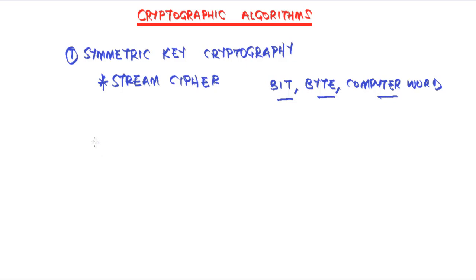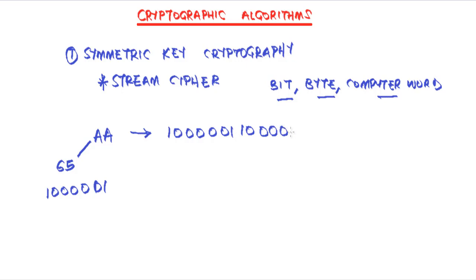Let's take an example like AA. So A in ASCII is actually 65, which is 1, 0, 0, 0, 0, 0, 1. So A would be 1, 0, 0, 0, 0, 0, 1. Let's just assume this is how it breaks it down. It may not necessarily be that way, but let's assume that AA is this.